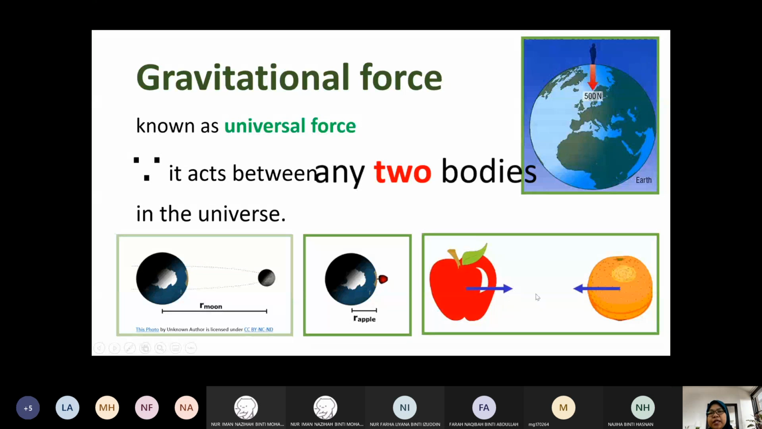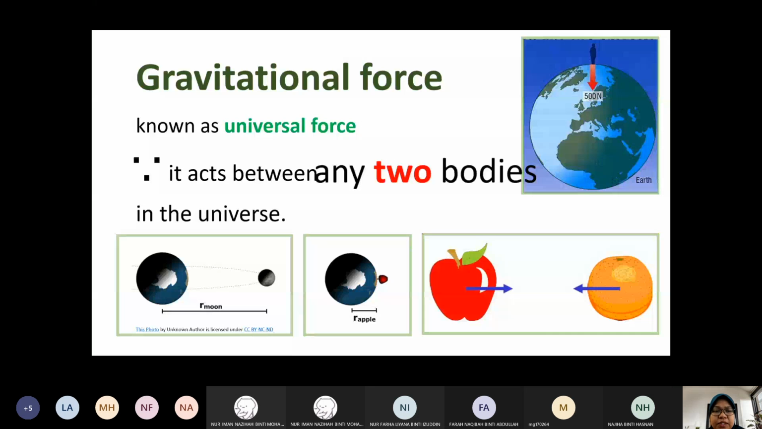Same goes for this one. If you are standing right now pun lah, kalau awak berdiri sekarang in front of the computer, sambil dengar saya punya kelas ni, you are standing on the earth actually. So actually there are two bodies. So your body and the earth. So there is gravitational force acting.